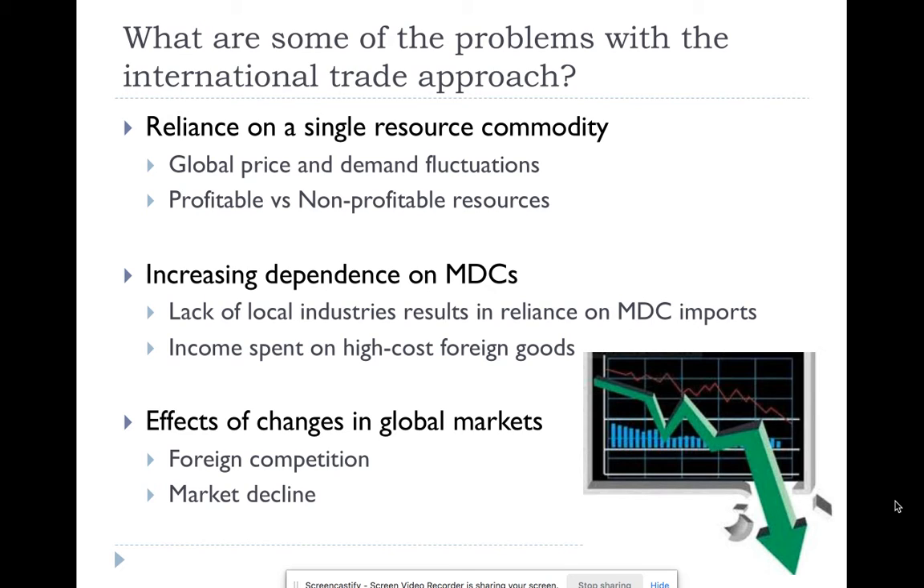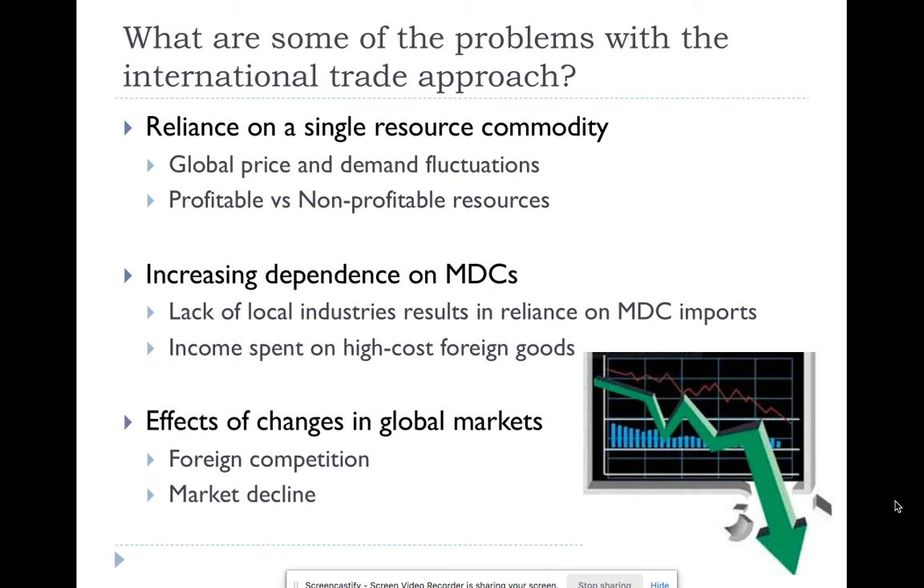We look at increasing dependence on more developed countries. And so we talk about this, the lack of industry in these developing nations. If they're focusing on international trade, they're going to have to rely on imports from more developed countries in order to get some of the basic materials they need if they're focusing on specific resources and goods that they can sell internationally. And so the income then is spent on a lot of the high cost foreign goods coming in. The other issue we see here is effects in the long term of the changes in the global market. If the global market is down, if things happen in China that could affect another country, that's going to cause the market in that other country to decline as well. So market decline is an issue.